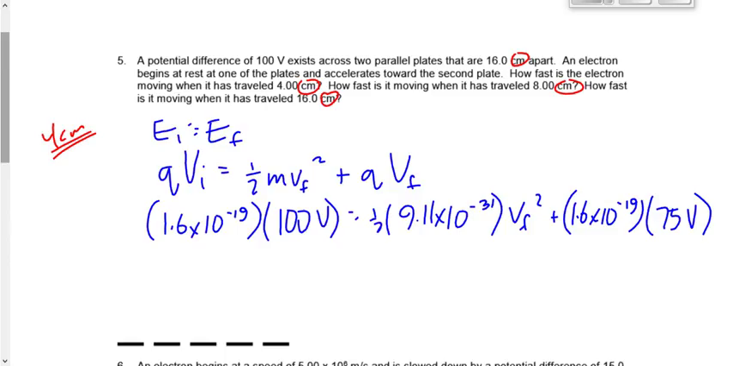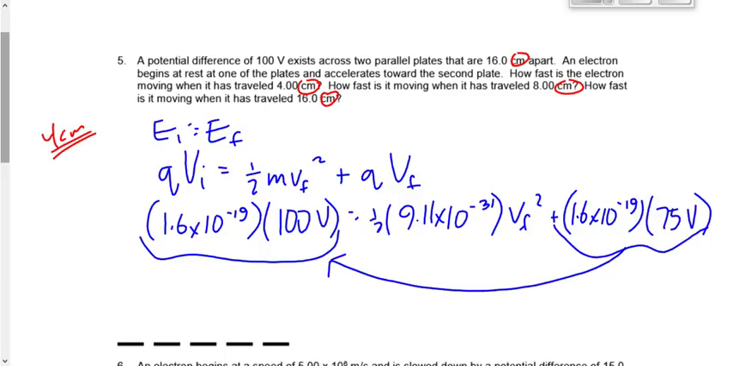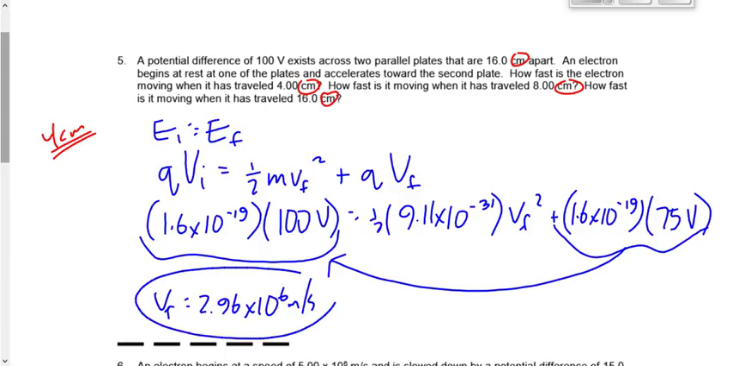Okay, so what I want you to do is take this over by subtracting, and then multiply it by 2, divide by 9.11, and then finally square root it, and we should get a number there. The final speed is 2.96 times 10 to the 6 meters per second. Hey, it's faster than it started, right? It was at rest. Now it's moving at 10 to the 6. Seems reasonable.